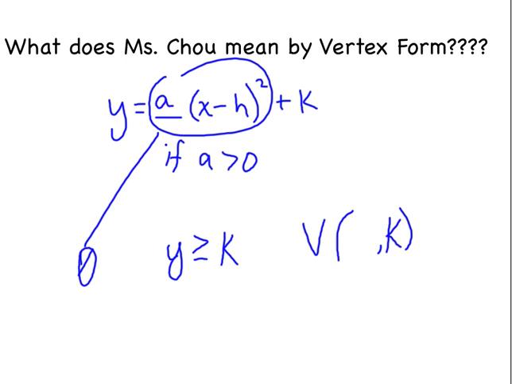In order to get k, we said that this quantity had to be 0. To make that quantity 0, I'm going to make this x value equal to h. And so that's what I mean by vertex form. You can really see the vertex in the form. In order to get things in this form, we're going to use a technique that we've learned in class and that I'm going to go over in this video.